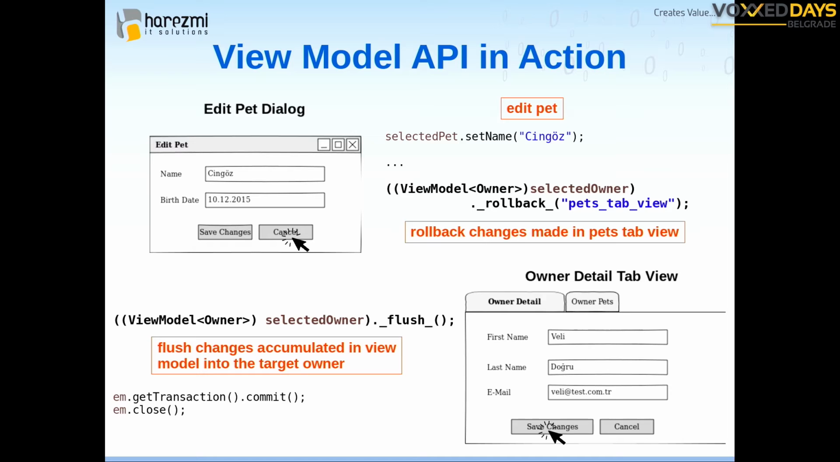If we want to reflect changes accumulated in the view model, for example, only the changes in the owner detail view, ignoring changes made in the pet view, we just call, for example, selectedOwner flush to reflect changes from the view model to the owner instance, the target domain instance, and perform a transaction commit.